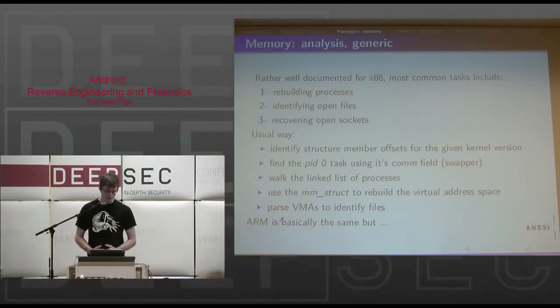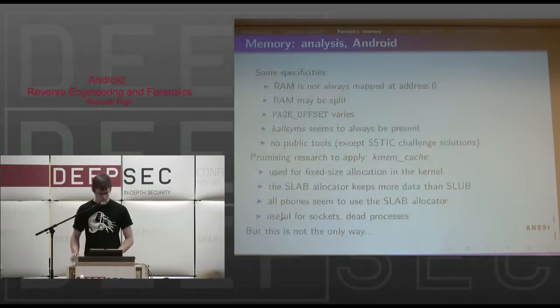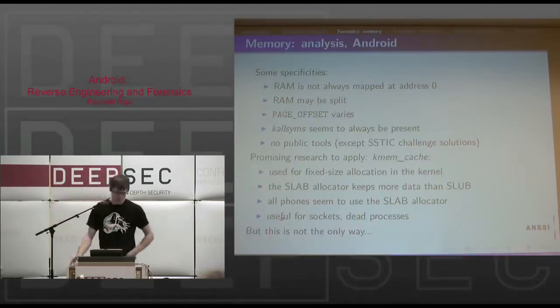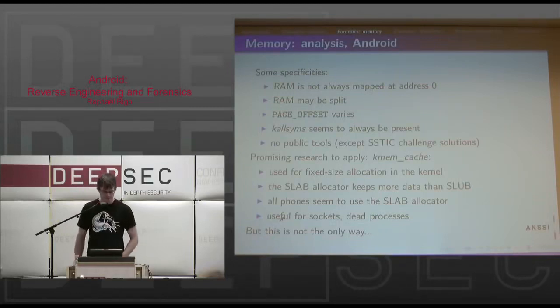On ARM, it's basically the same. Well, it's based on Linux, so there shouldn't be major differences. But in practice, some difficulties arise. First, the RAM itself is not always mapped at address 0. On x86, you just access the RAM beginning at 0 until, well, the end. On ARM, the RAM may be mapped at any address and may be split. That is, there is not a single continuous block of memory to access the physical memory, so you have to be careful of handling the different gaps you could find in there.